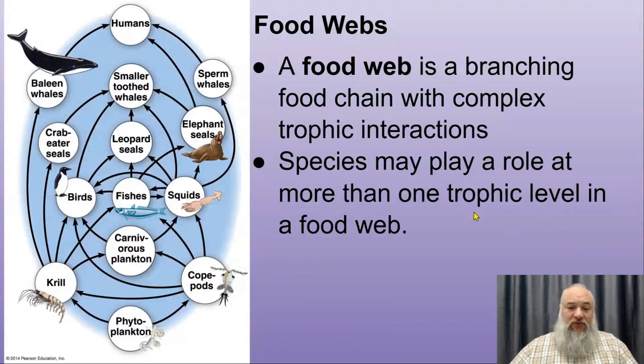Species may play a role at more than one trophic level. Omnivores are perfect examples, right? They eat plant material, but they also eat primary consumers and sometimes even secondary consumers. They can be at all sorts of different levels.